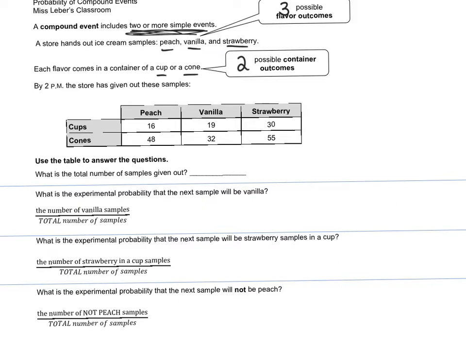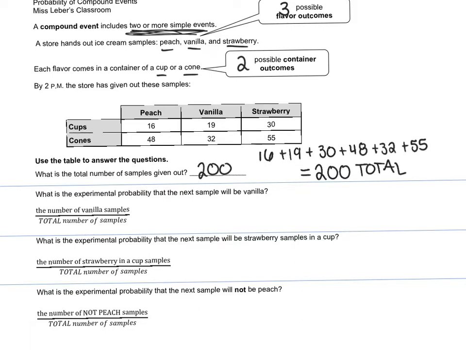It says, what is the total number of samples given out? How to find the total? You just add up all of the cells that are in the chart. So I see that there are 16 peach cups, 19 vanilla cups, 30 strawberry cups, 48 peach cones, 32 vanilla cones, and 55 strawberry cones. You can use your calculator if you want to split your screen or if you want to use mental math, however you want to do this to total them up. When I did it, I got that there were 200 total samples. Again, total taking everyone into account.